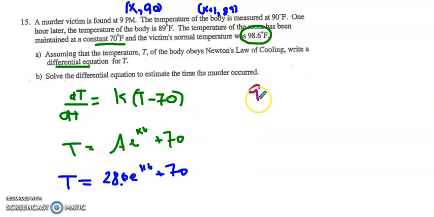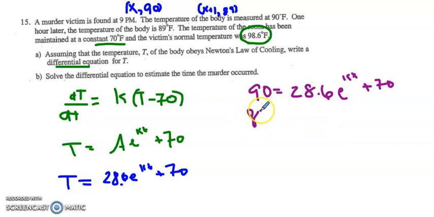So for example, I'm plugging in 90 equals 28.6 e, and then I have x for my time, so kx, plus 70. And I'm also going to have 89 equals 28.6 e to the k times, and then in parentheses, x plus 1, and then of course plus 70. So I need to solve each of these to get it to the point where we can set some things equal to each other and solve for our k value, which is what we really want.